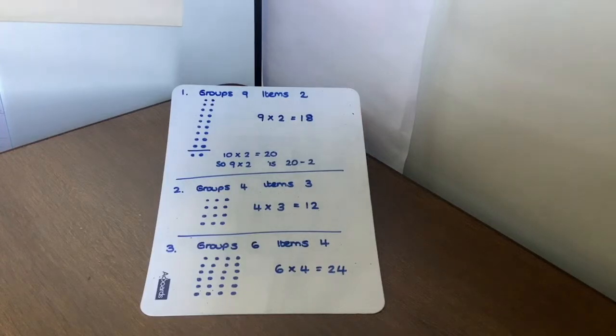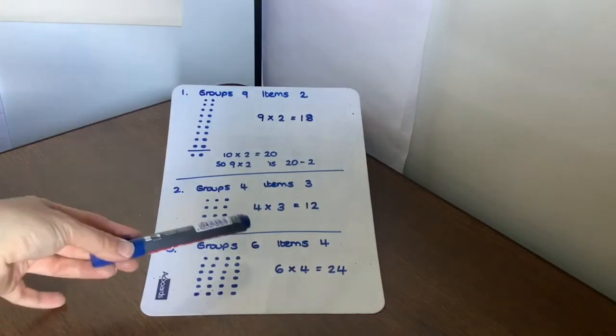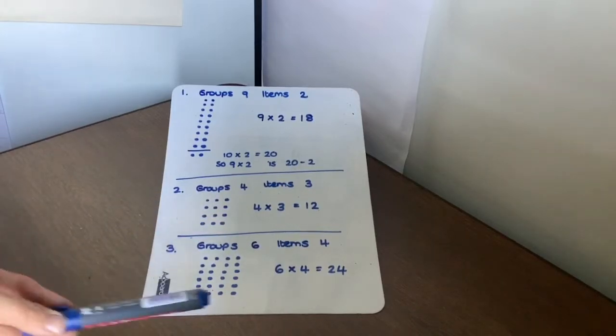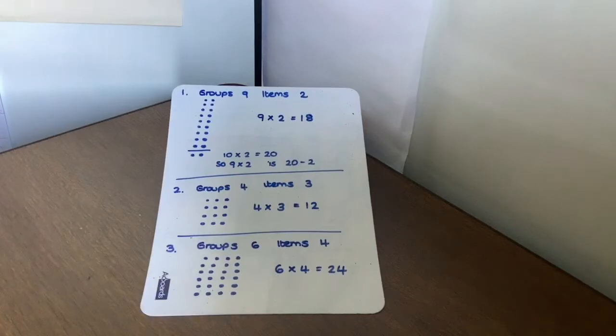Number 3. There are 6 elephants waiting for the keeper to wash them. How many elephant legs would they wash? So we have groups is 6, items is 4. There's our dot paper to represent the question. And then 6 fours are 24.